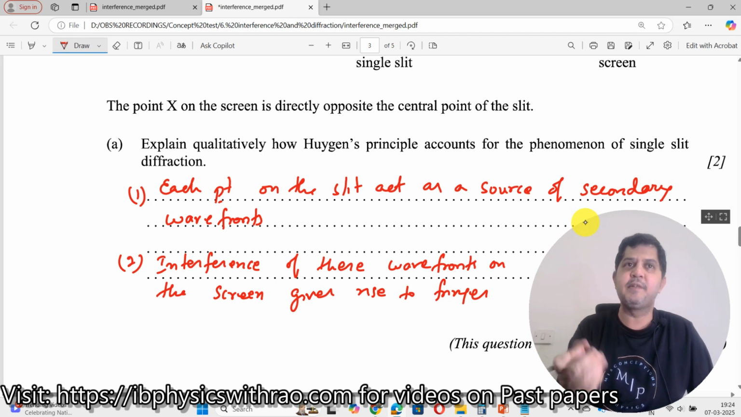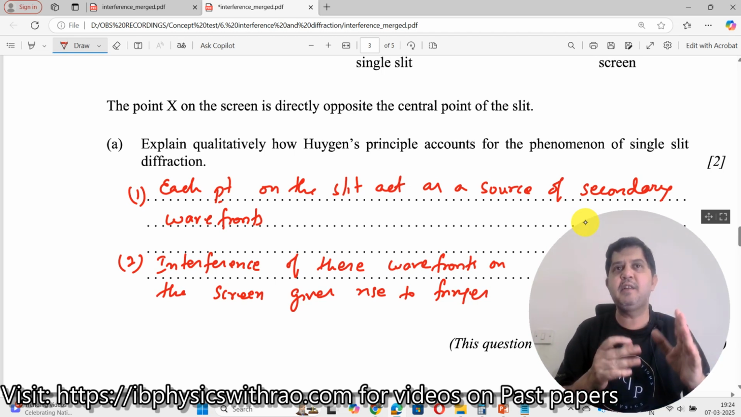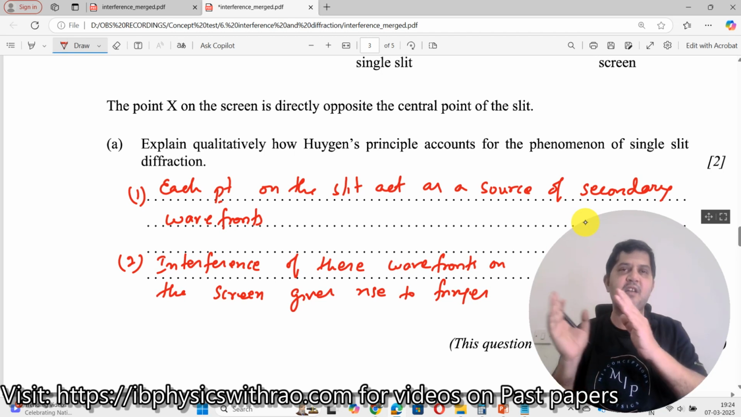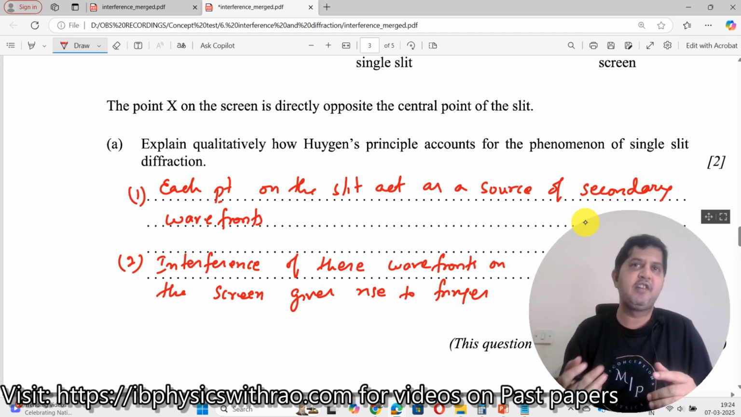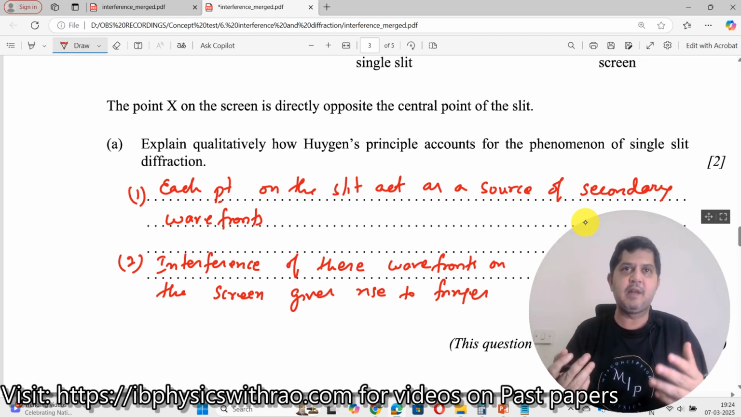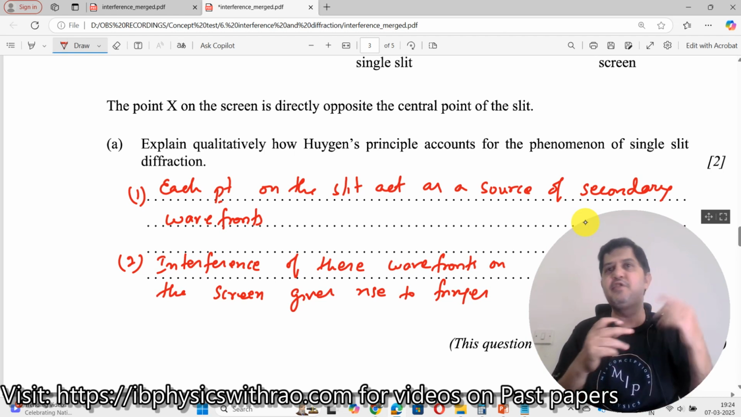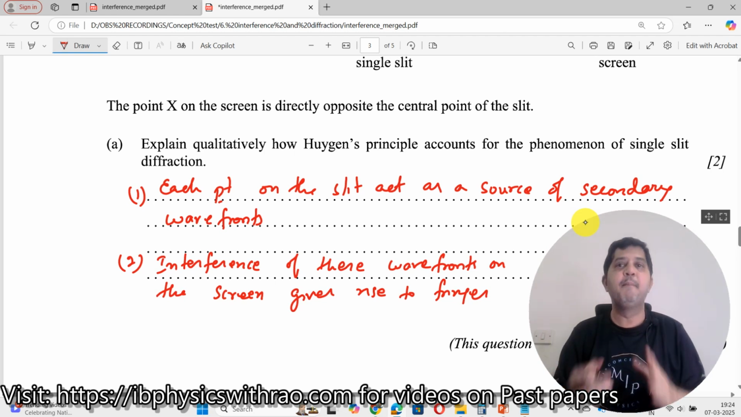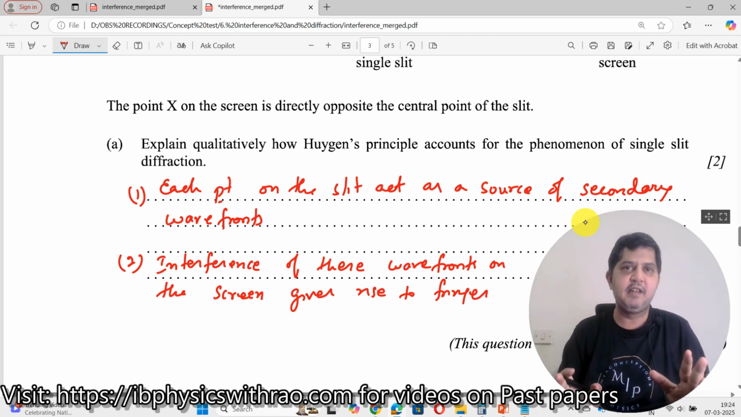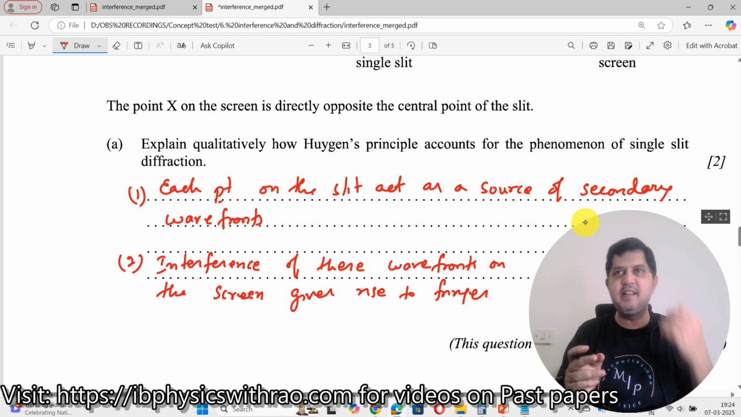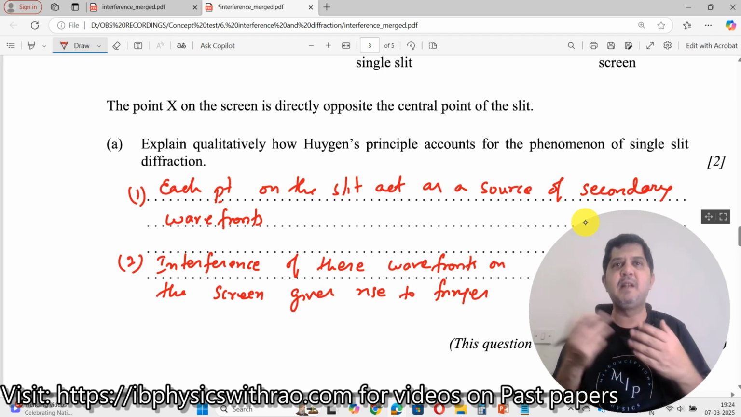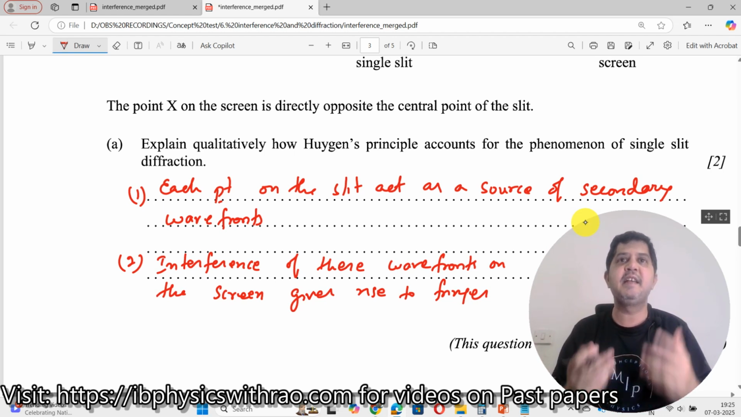In interference, what happens? You have two waves which join together, or interfere, to form an interference pattern on the slit. Here, you have only one slit, so different parts of the same wave join together to give this interference. In both cases it's only interference, but since it is a single slit, we call it diffraction. If it is multiple slits, that is two slits, we call it interference.